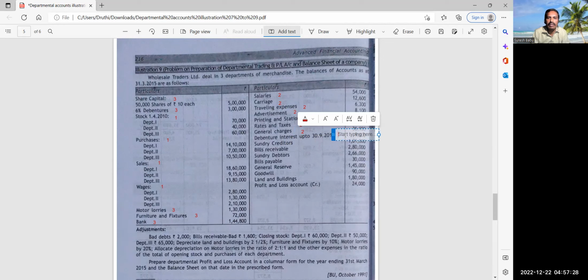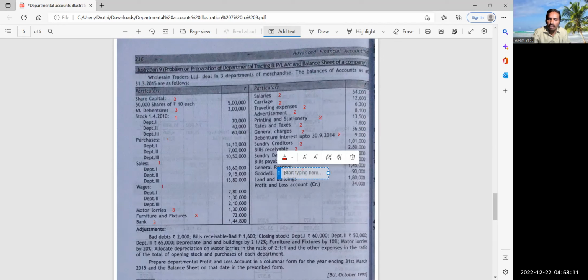Debenture interest is given. For 6 months, they have given, I think. I'll just check it. So it has to appear in 2. The remaining will be outstanding. Outstanding has to be added. Then sundry creditors 3, that is balance sheet liability side. Bills receivable is to appear in 3, that is balance sheet. Then sundry debtors is also 3 because that has to appear on the asset side. Then bills payable 3, this is the liability side of the balance sheet. Then general reserve again 3, appearing on the liability side of the balance sheet.